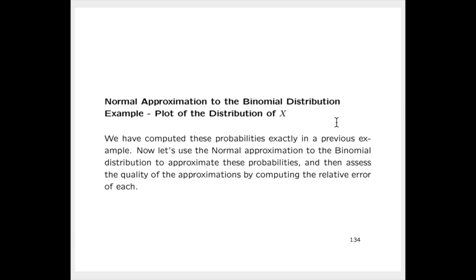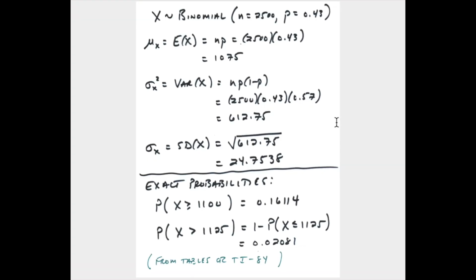So we calculated these probabilities exactly previously. Now what we're going to do this time is use the normal approximation to the binomial to approximate these probabilities, and then we'll assess the quality of these approximations by calculating the relative error of each. And so we know that x has a binomial distribution with n equal to 2,500 and p equal to 0.43.